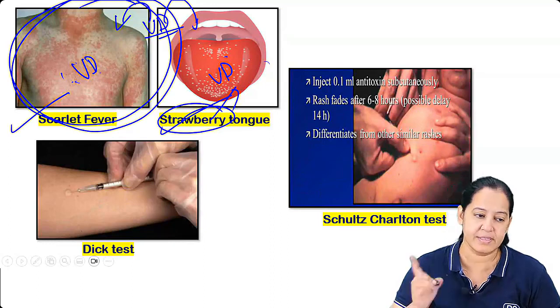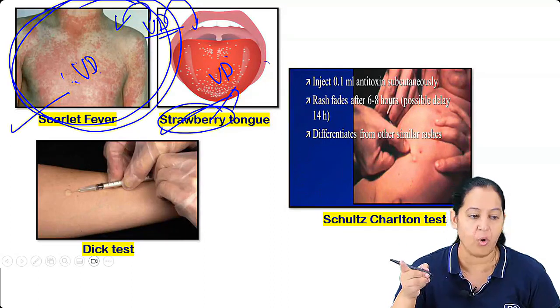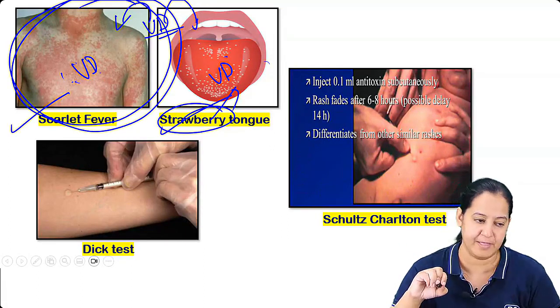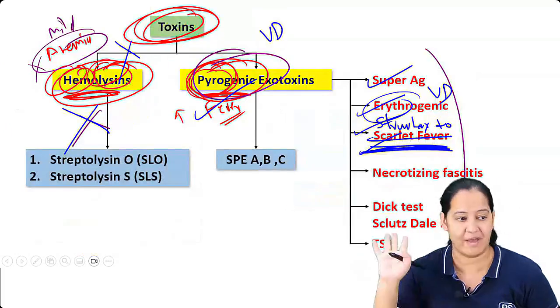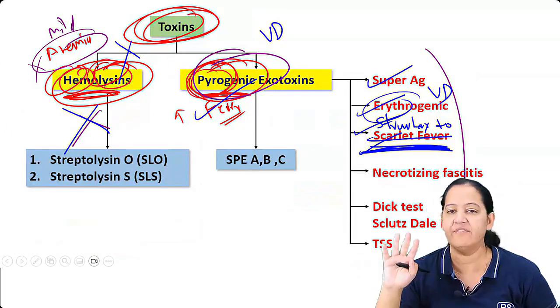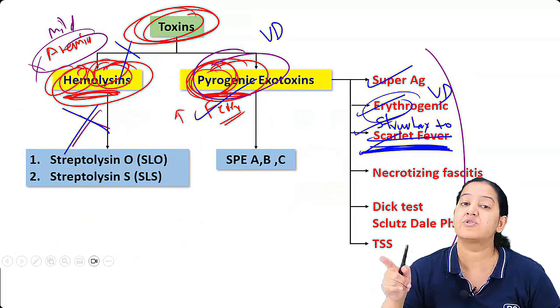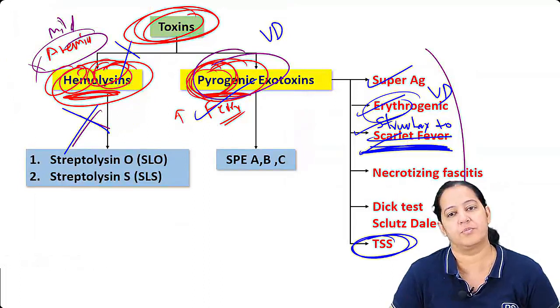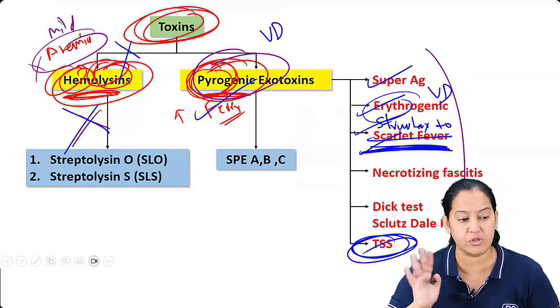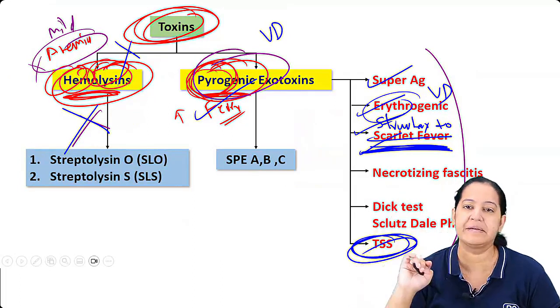Kawasaki also has strawberry tongue. Yes, absolutely right. Here we are not dealing with Kawasaki, but yes, it also has strawberry tongue. And here we have the strawberry tongue in Streptococcus pyogenes. Apart from that, it also causes toxic shock syndrome, but here toxic shock syndrome is not very important. It is more important in Staph aureus.